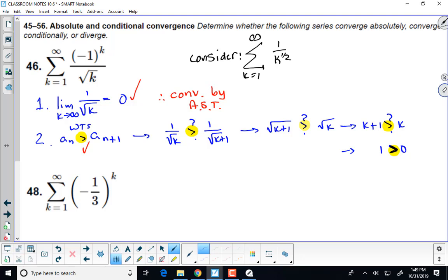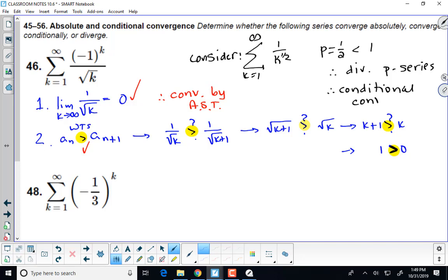It's a p-series. It is a divergent p-series, because the p is less than 1. So p is equal to 1/2, which is less than 1, therefore a divergent p-series. That means that the convergence that we found here is conditional. So therefore, conditional convergence.